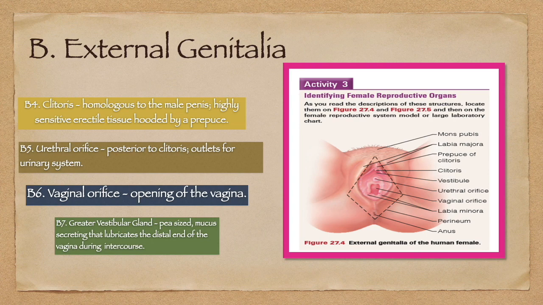And lastly, we have the greater vestibular glands. These are pea-sized, mucus-secreting glands that lubricate the distal end of the vagina during intercourse. Okay, now let us proceed. We are done with the external genitalia for our first objective. Let's proceed to the second objective, which is the internal genitalia.